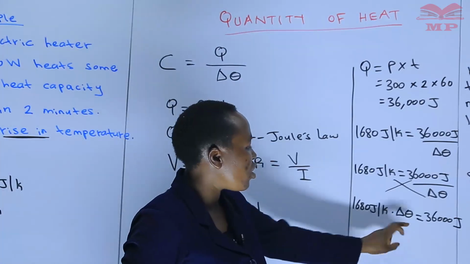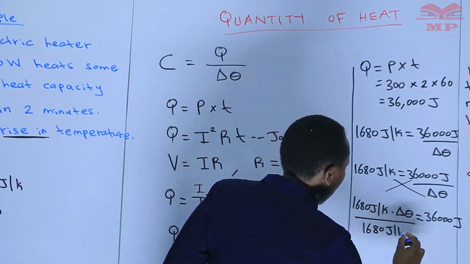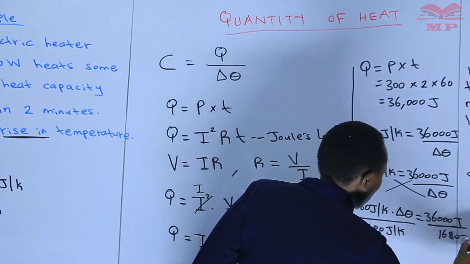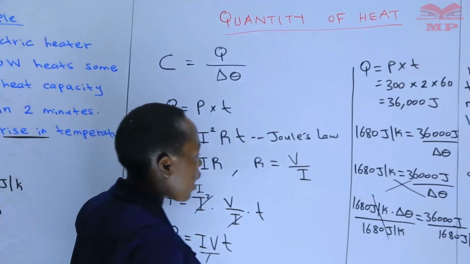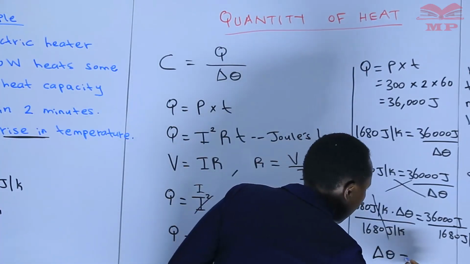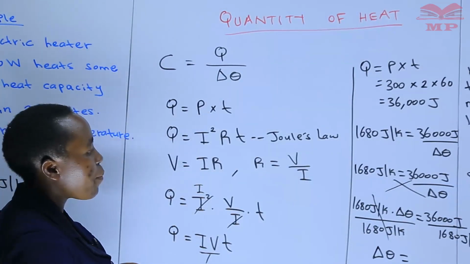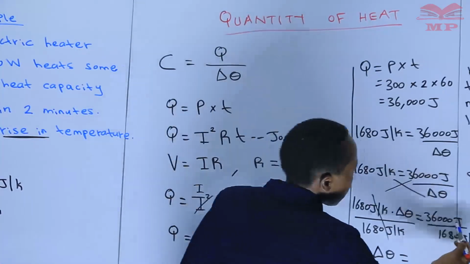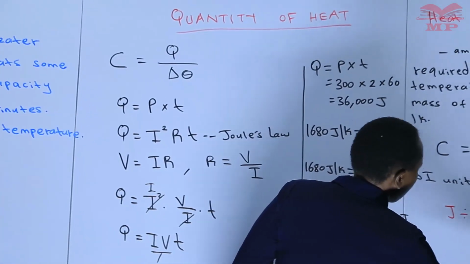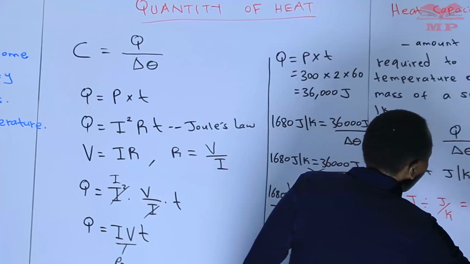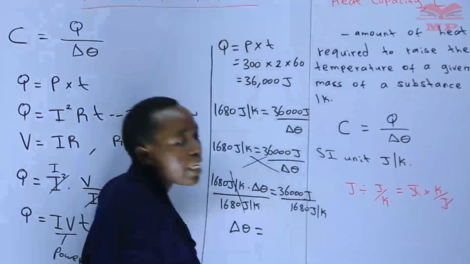We want to remain with the change in temperature, so we divide both sides by 1680 joules per Kelvin. We cancel, and we remain with our change in temperature. Looking at the units, we are having joules divided by joules per Kelvin, which is the same as joules multiplied by Kelvin per joules when we reciprocate, so we can cancel. So our answer will be in Kelvin.